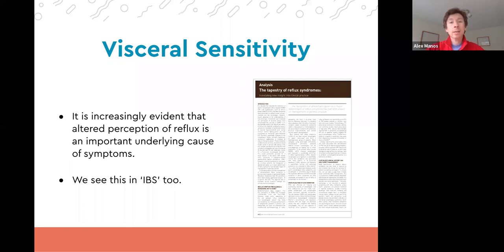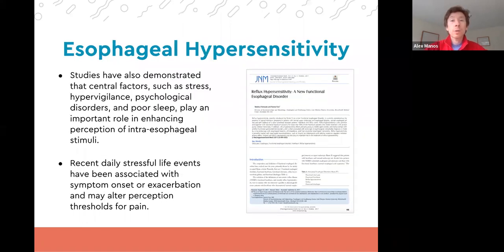Now, this is not saying that it's all in someone's head, but at the same time, it is saying that it's all in someone's head, in the sense that it's in their nervous system. There is a change in perception as a result of changes within our nervous system. We are literally feeling more as a result. And that has been associated with a few things: stress, hypervigilance, psychological disorders, poor sleep, all play an important role in enhancing perception of stimuli in the esophagus.